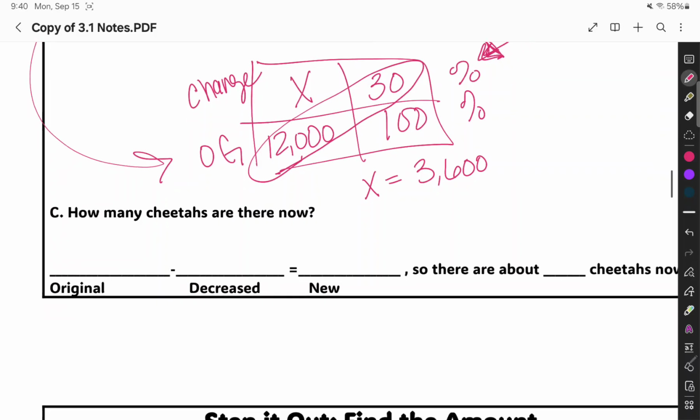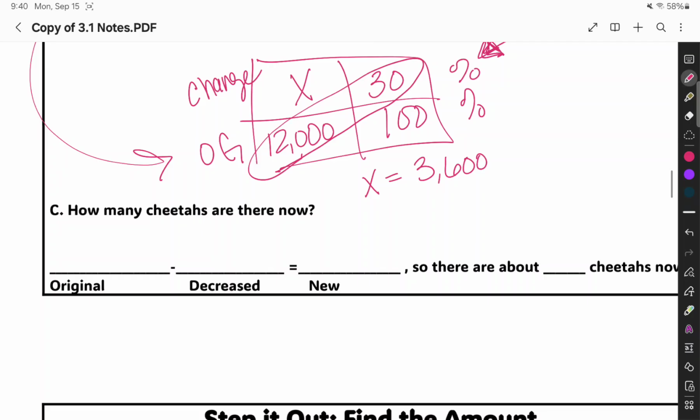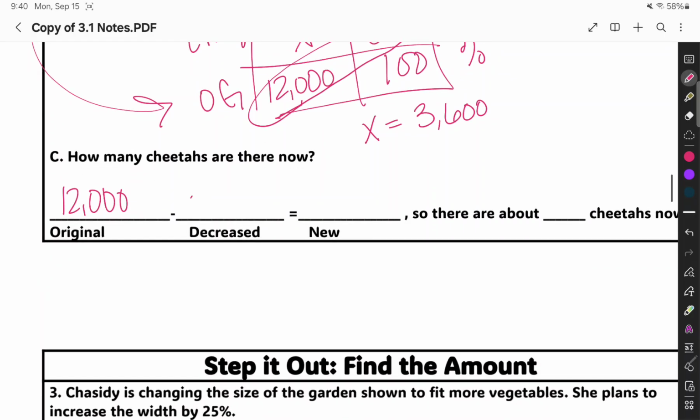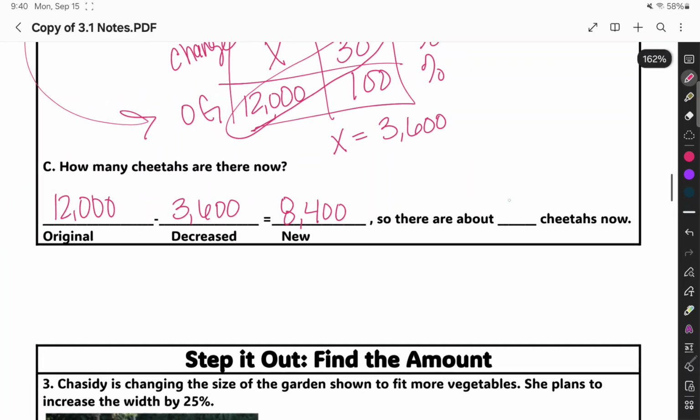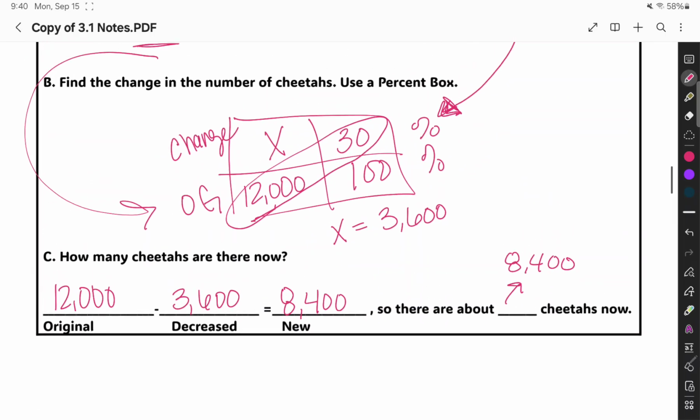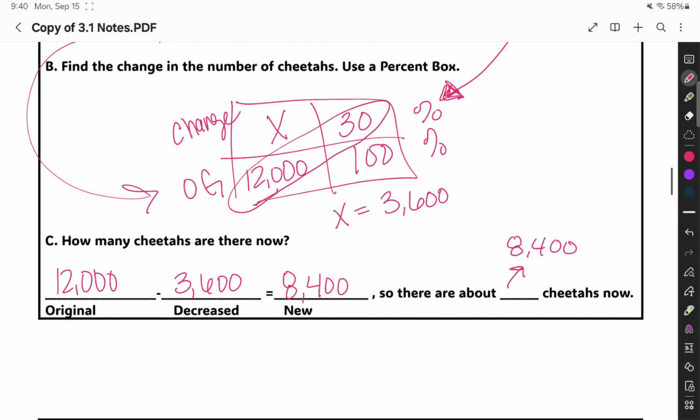It lost 3,600 cheetahs. So to figure out the new amount of cheetahs, we have to then go, okay, I started with 12,000. I subtracted 3,600. So then that leaves me with, if we do our subtraction here, it leaves me now with only 8,400 cheetah. So that means that there are roughly, and that's a small little box, I'm going to draw an arrow here, only 8,400 cheetahs left, which is kind of sad. But anyways, that's how we can do that.